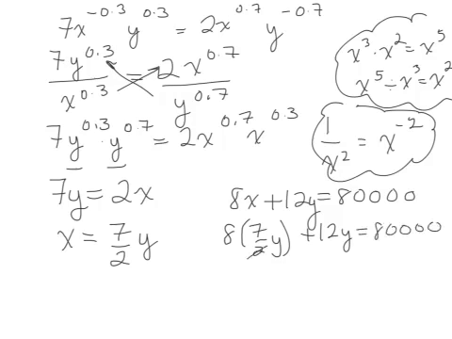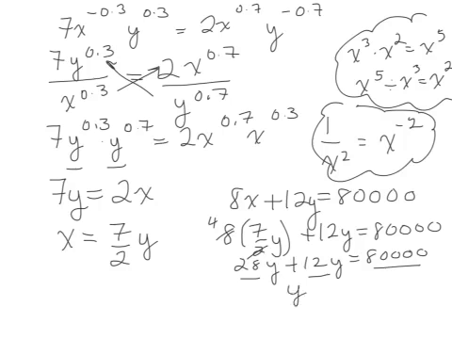So this we can reduce there. We have 28y plus 12y is equal to 80,000. So 40y is equal to 80,000. Y must be then equal to 2,000. Now we substitute y is 2,000 back into here to find our value of x. And we'll do that on the next page.